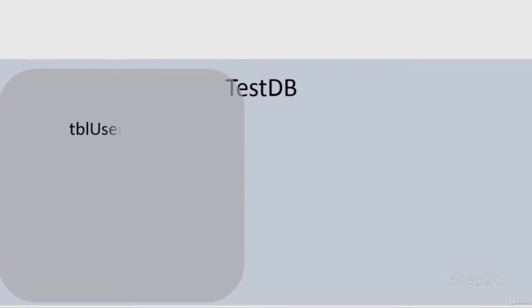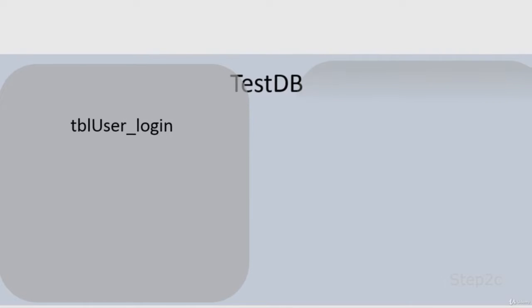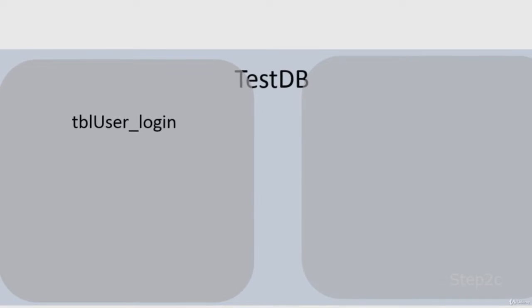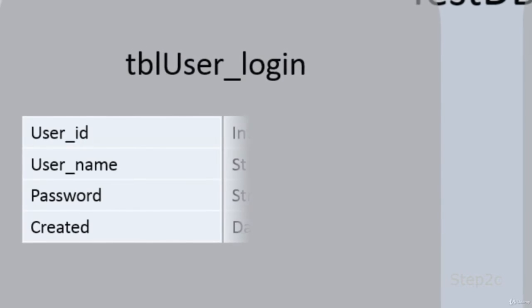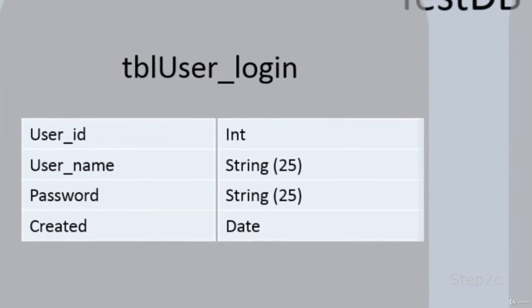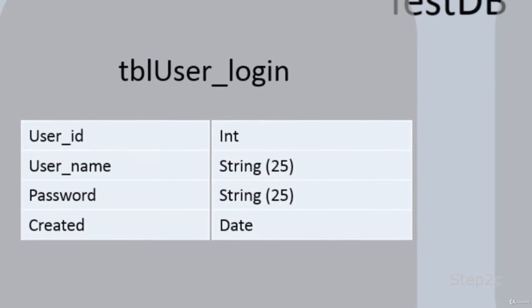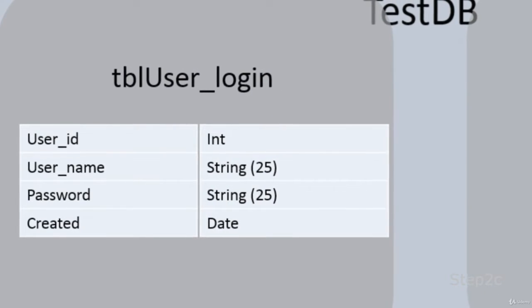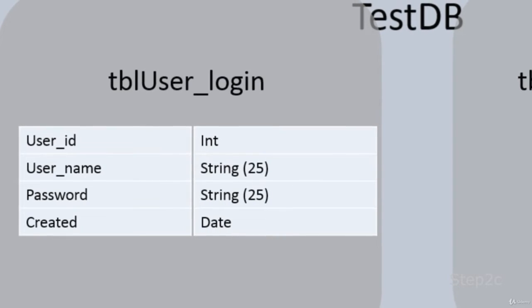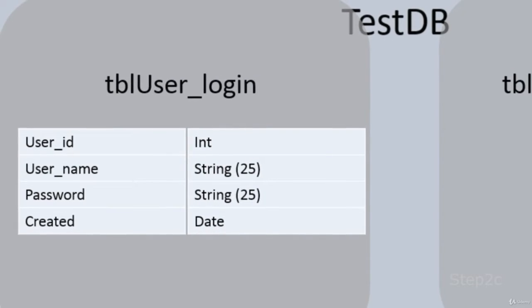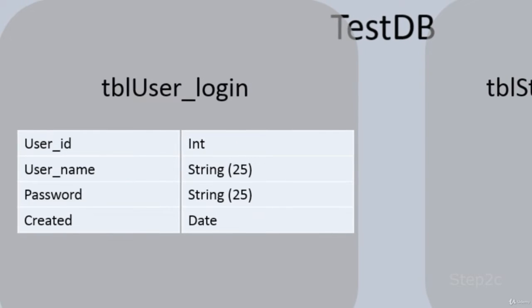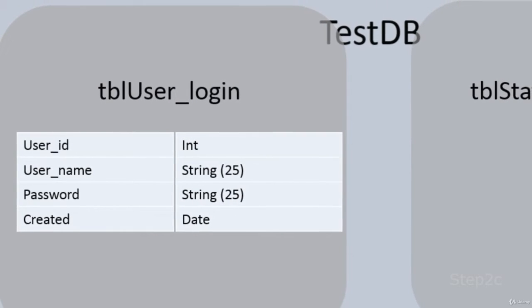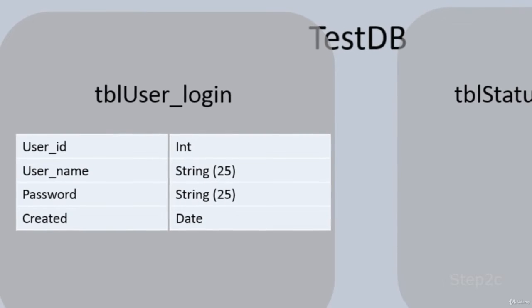Say create one table called user login and another one called status. So create two tables. Make sure that table user login allows you to store 4 columns: user ID, username, password, created. And the data types: user ID should support the integer data type. Username and password should allow you to save data up to 25 characters. And created is a date data type.